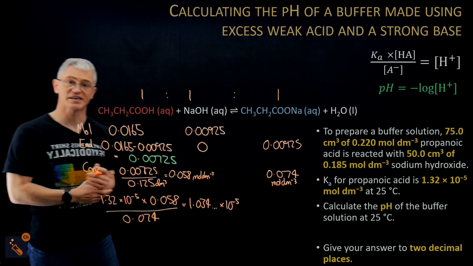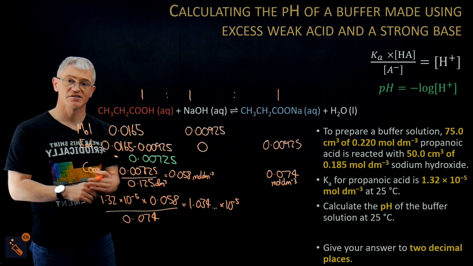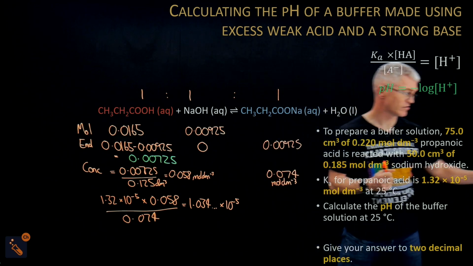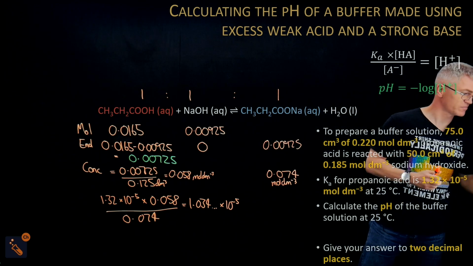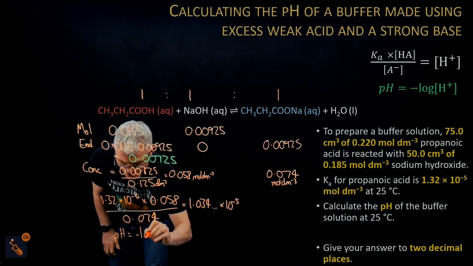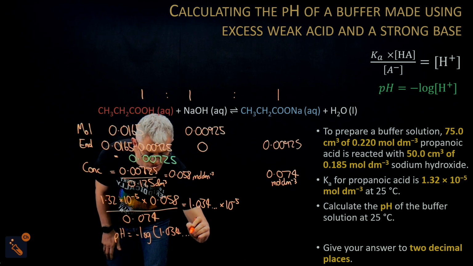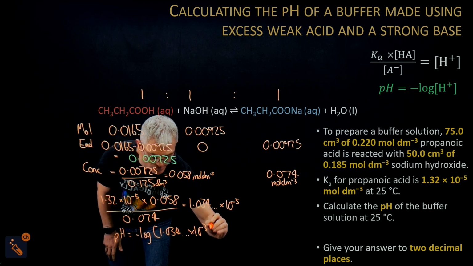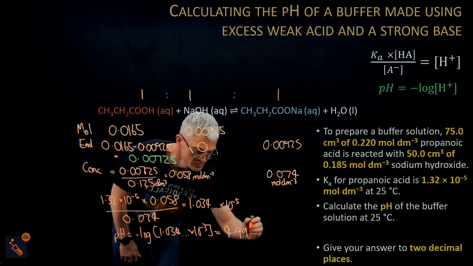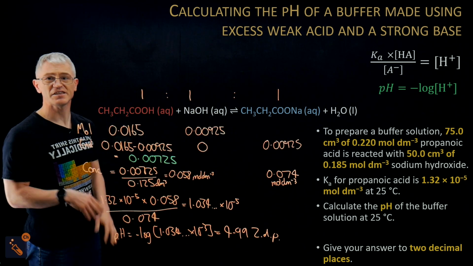Remember, you keep all the numbers in the calculator. Then you calculate the pH from that. If you can put it in your calculator now, I'm going to quickly scroll down. That means you can put pH equals minus log of 1.034 times 10 to the minus 3, which would equal 4.9922, so 4.99 to 2 decimal places.